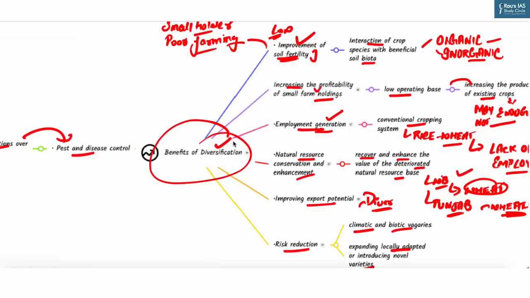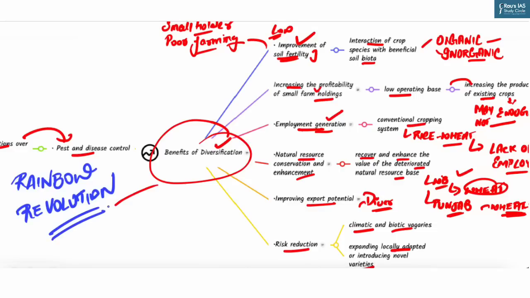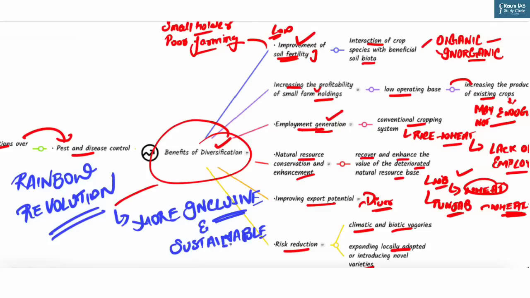Thus, looking at these benefits, the government now has to focus on a Rainbow Revolution in order to bring about holistic development of all sectors like horticulture, animal husbandry, fisheries, food grains, etc. This would have multiple benefits like nutritional and food security, income security for farmers, and overall make agriculture more inclusive and sustainable. For the Rainbow Revolution and its constituents, you can refer to Rau's Mains Compass for Economy.